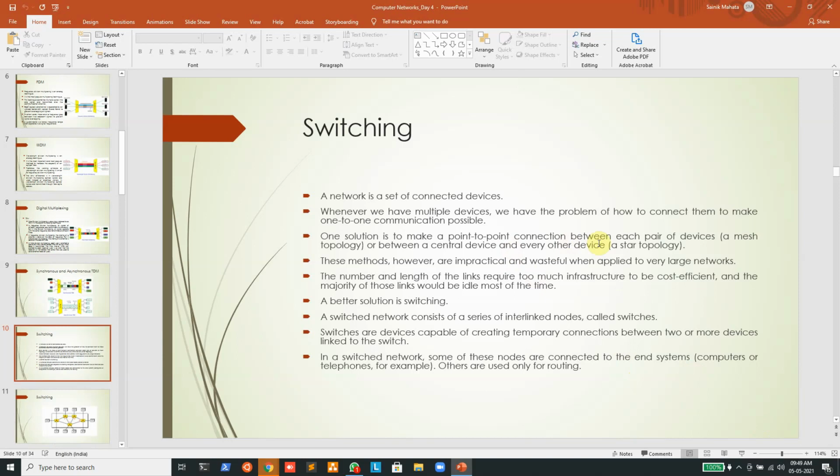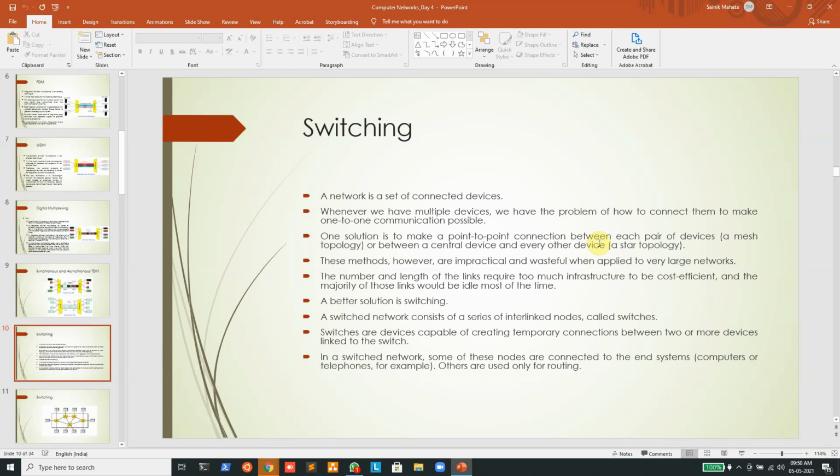So what happened in the mesh topology? Every computer was connected to every computer. That can be a solution. For example, if I want to send data from A to H, we can have a mesh topology where A and H are connected, and A is connected to B, C and D, as well as to E, F, G and H. So every computer will be connected to each other using a mesh topology. That is one solution that we have.